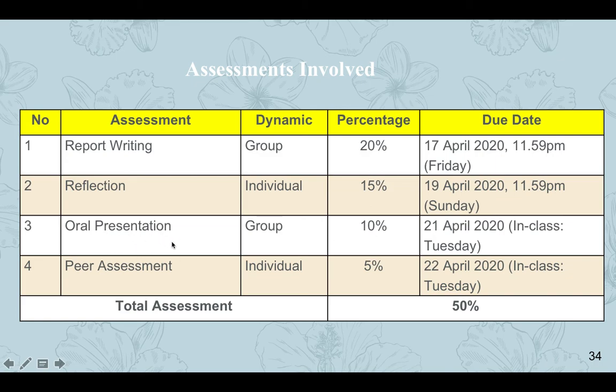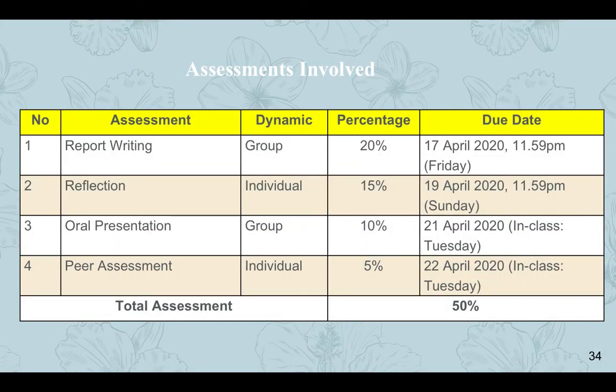In week 14, we are going to have a bit of oral presentation on your group members. It's going to be on 21st of April 2020. And lastly, your friends will be evaluating your contribution in this report writing, and they will rate your contribution, and that will contribute 5% of your whole course marks. Okay, in total, all of your assessments would be 50%, and that is a lot. Okay, so please make sure that you guys are keeping up to date on your assignments.